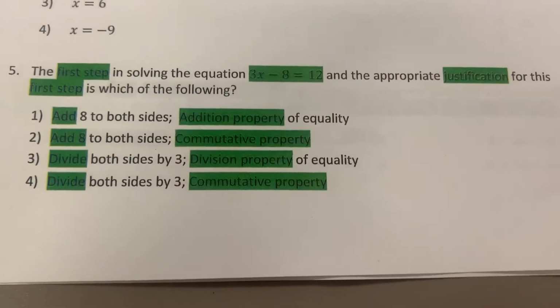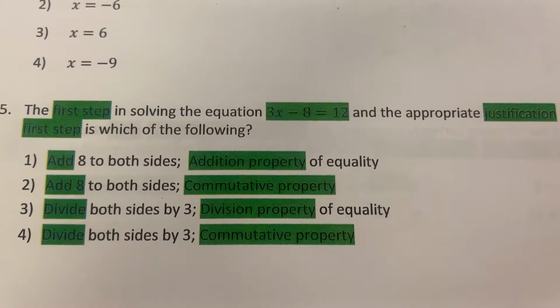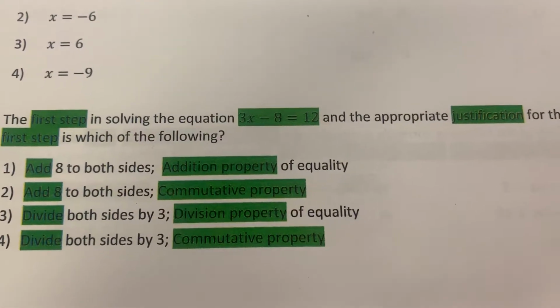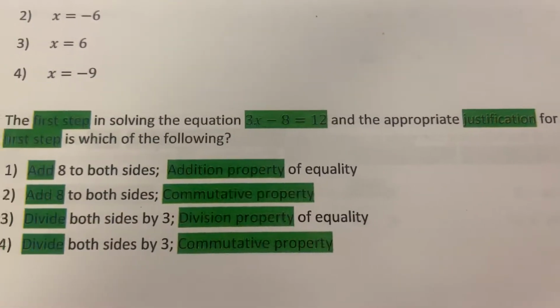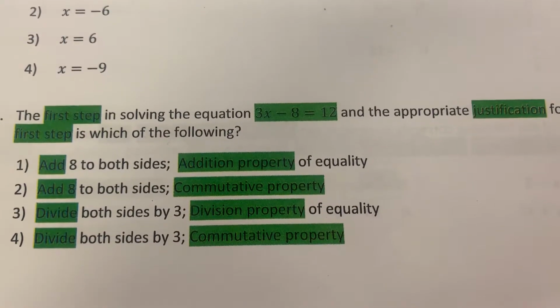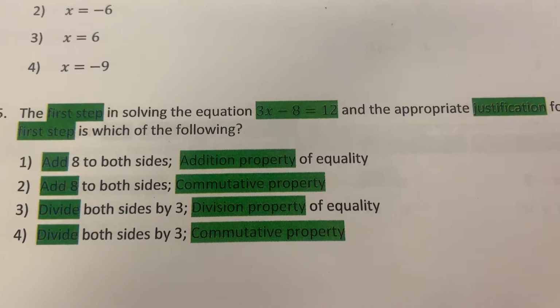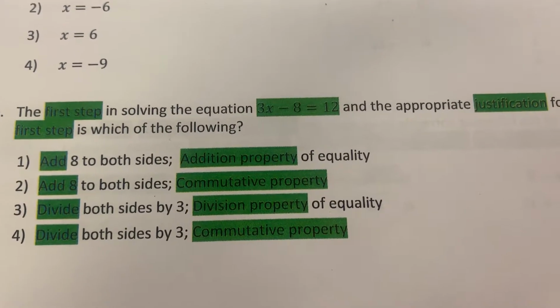Number 5, the first step in solving the equation 3x minus 8 equals 12, and the appropriate justification for this first step is which of the following? Is the first step to add 8 to both sides, which is the addition property of equality?